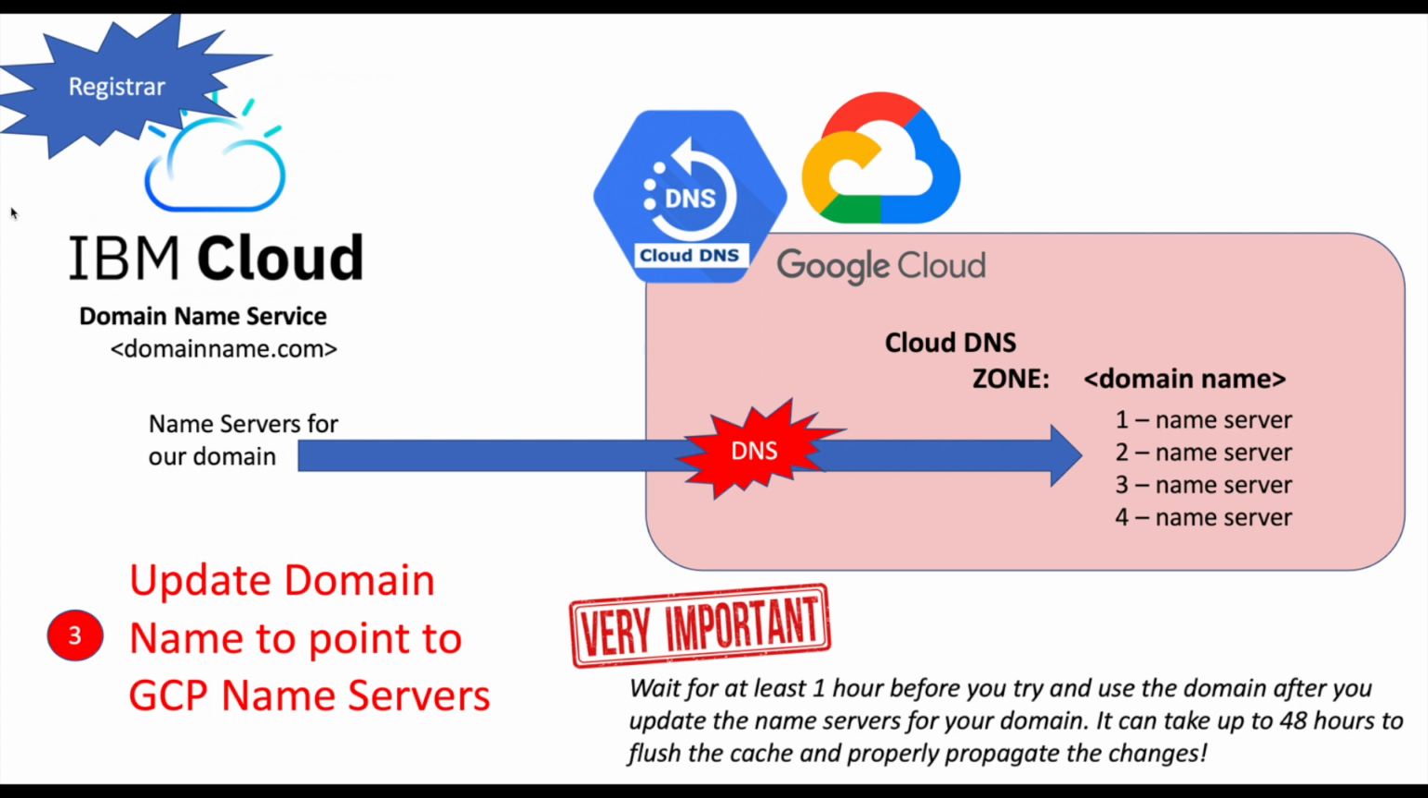Now that we have our domain name registered in IBM Cloud and our Cloud DNS zone created in the Google Cloud, we need to update our domain name to point to Google's name servers. When you complete this step, the changes will take some time to propagate throughout the internet. I recommend waiting at least an hour before you attempt to use the domain so that you don't create a negative cache scenario.